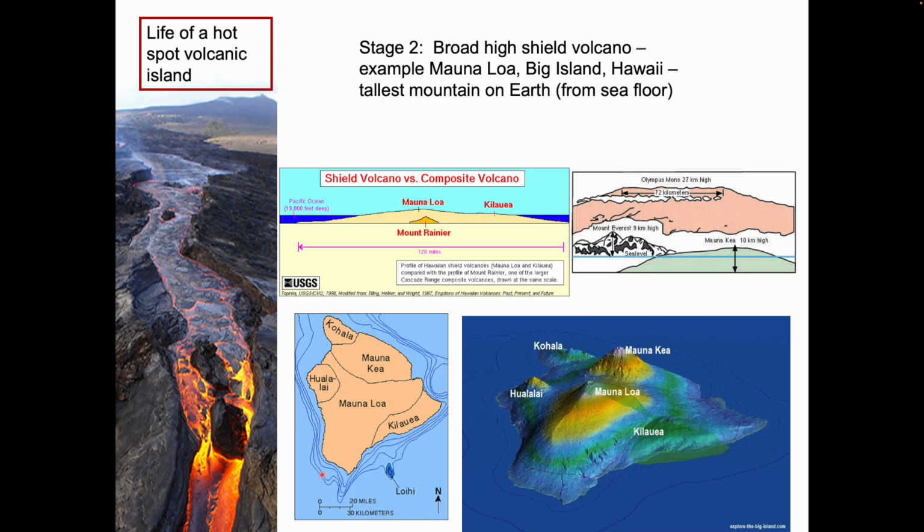Once you get to the surface, then you are in the shield building phase, where you get these huge, very gently sloped, very tall shield volcanoes. On the Big Island of Hawaii, Mauna Loa is the big one. It's the tallest mountain on Earth. It's over 33,000 feet tall because it extends up from the ocean floor. The base of Mauna Loa extends up from the Pacific Ocean floor, which is about 19,000 feet deep. So it's already 19,000 feet tall by the time it gets to the ocean surface. And then it's 13,000 feet above that to the summit of the mountain.